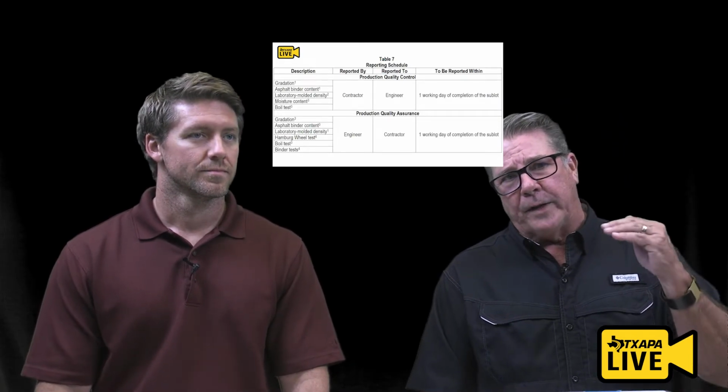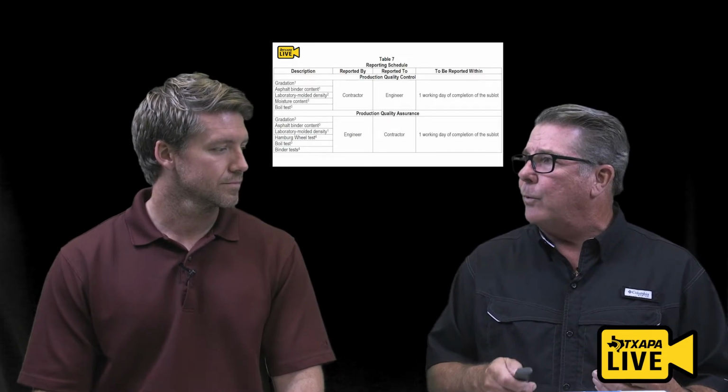And again, on the quality assurance, where the engineer's reporting to me, the contractor, you have the same requirements, 1 working day from the completion of the sublot. So if I'm the contractor and I'm not getting that information back and forth, what do I need to do? I need to escalate, I need to discuss, I need to... all of the above. All of the above.